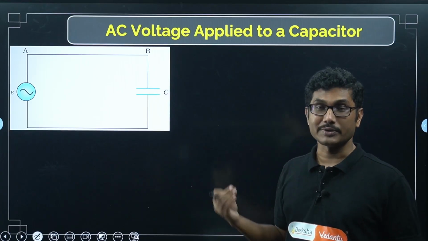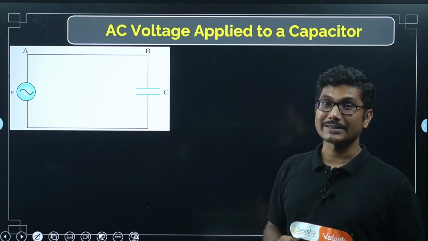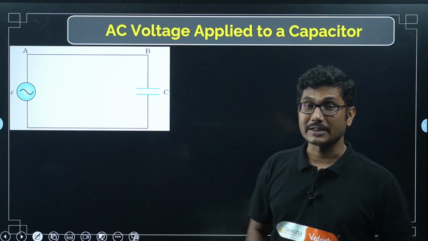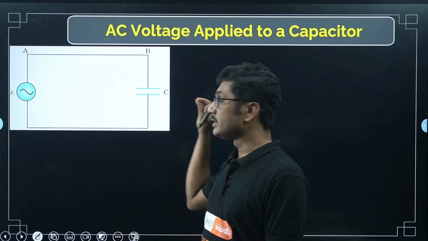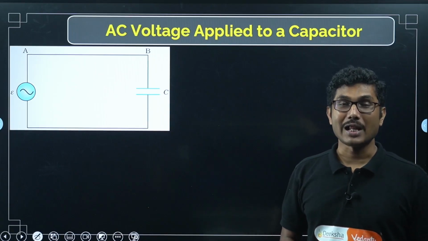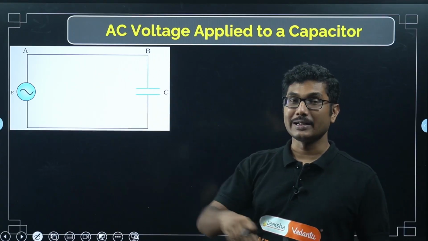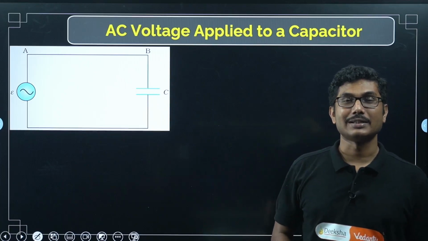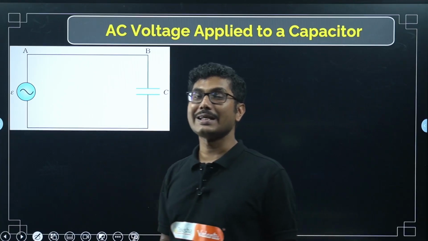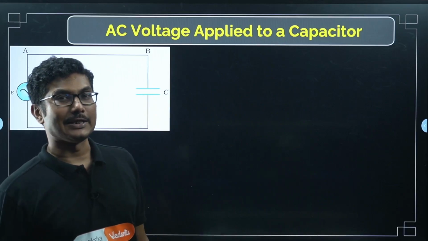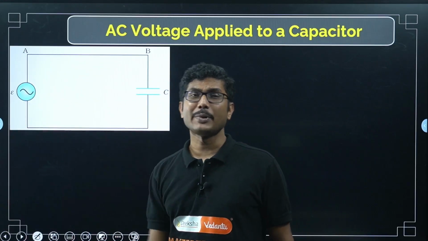So we have solved some problems, like: a fully charged capacitor is connected to the battery for some time, then we insert a dielectric slab. What will happen? We remove the dielectric slab. What will happen? We charge it with the battery, then remove the capacitor, then insert a dielectric slab. What will happen? So these are the different cases where we have dealt with DC. Now what will happen with AC?